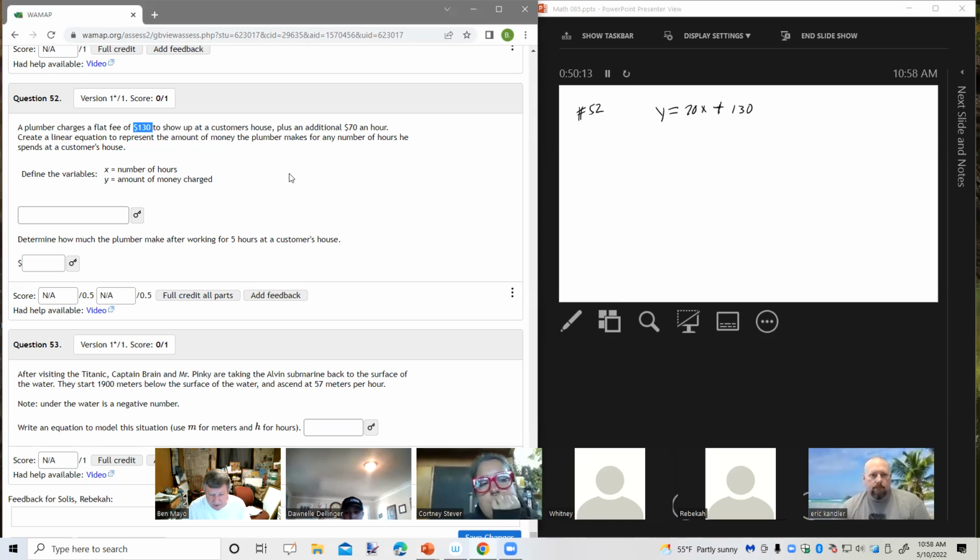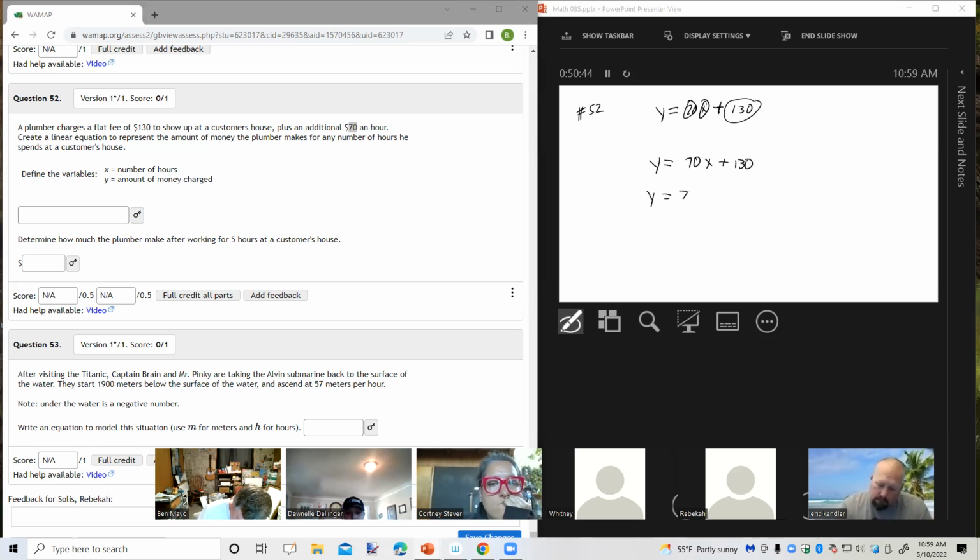That's a one-time fixed cost. And then $70 per hour. So if x is the number of hours, $70 per hour times the number of hours, plus that initial flat fee. So your equation, again, is going to be y equals 70x plus 130. Okay, so there's that. Determine how much the plumber makes after working for 5 hours. So that would be 70 times 5 plus 130, which is 350 plus 130, which is $480.